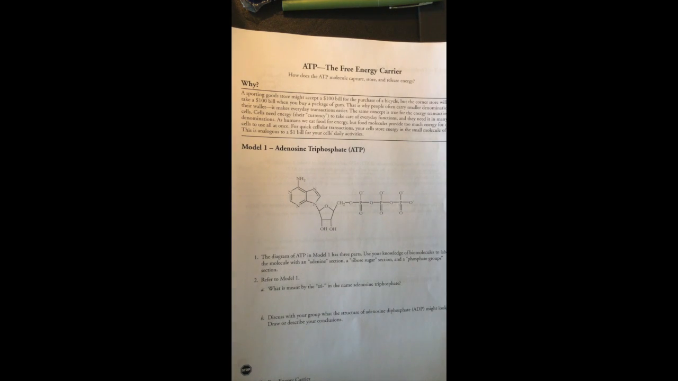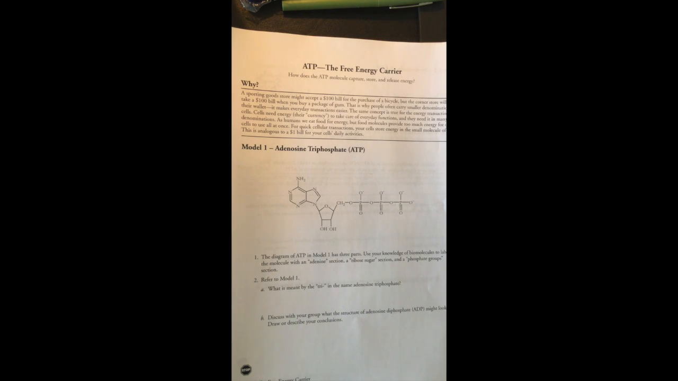A sporting goods store might accept a $100 bill for the purchase of a bicycle, but the corner store will not take a $100 bill when you buy a package of gum. That is why people often carry smaller denominations in their wallet. It makes everyday transactions easier.